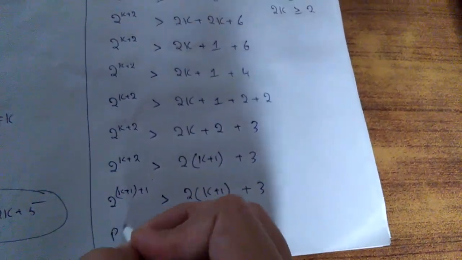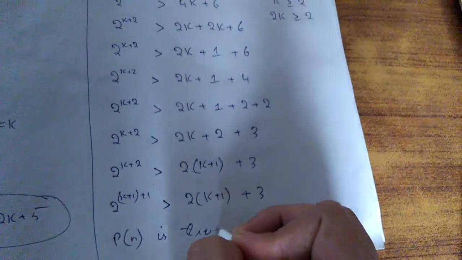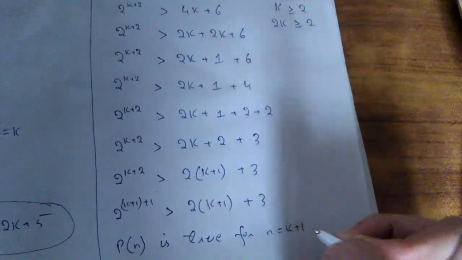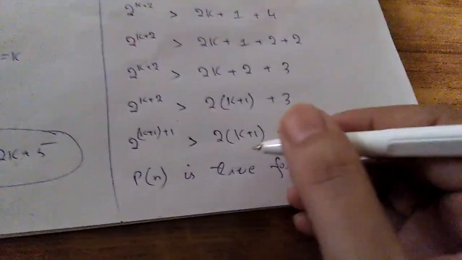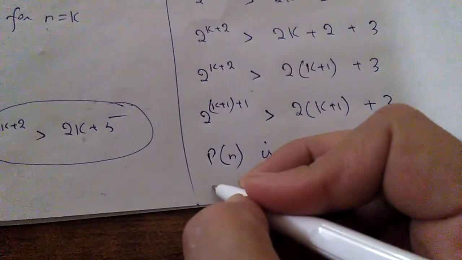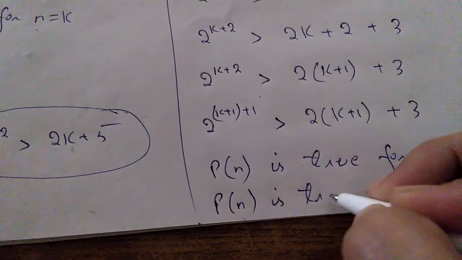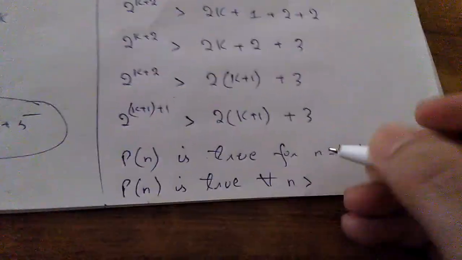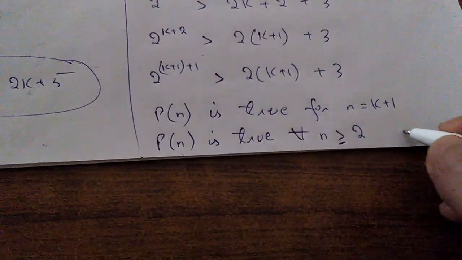So you see your P of n is true for n equals to k plus 1 if it is true for n equals to k. So according to mathematical induction, your P of n is therefore true for all integral values of n greater than or equal to 2. So that's how you do it.